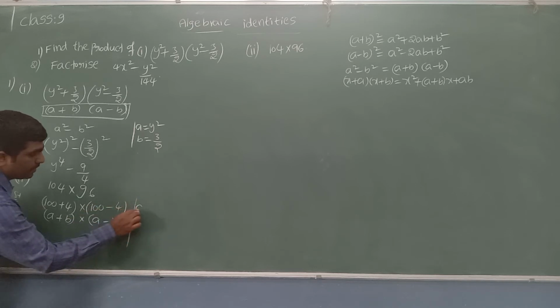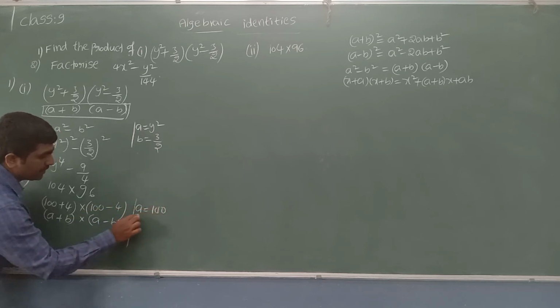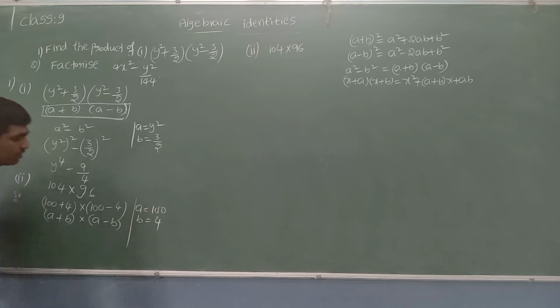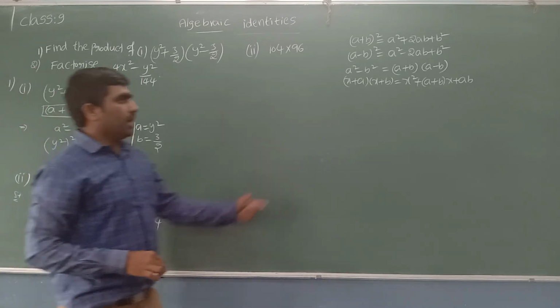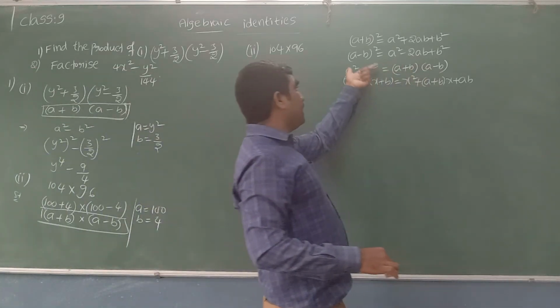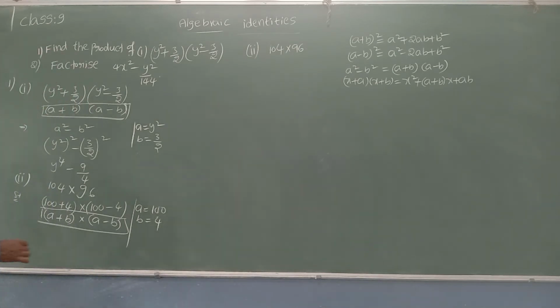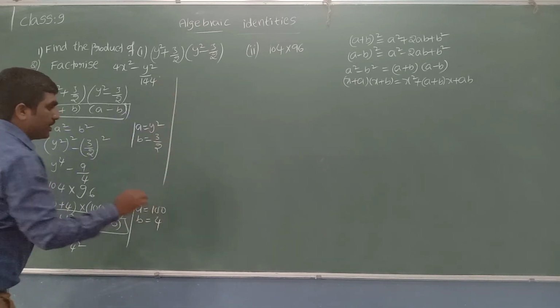Where I can see in the place of a, 100, and b is equal to how much? 4. So if it is like a plus b into a minus b, what is the identity we have? A plus b into a minus b, we can write a square minus b square, where a is equal to 100. 100 square minus b, how much? 4 square. Yes.